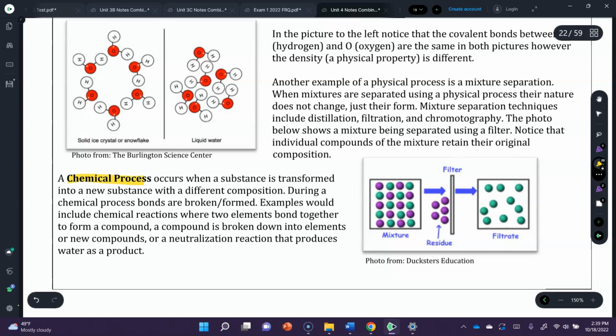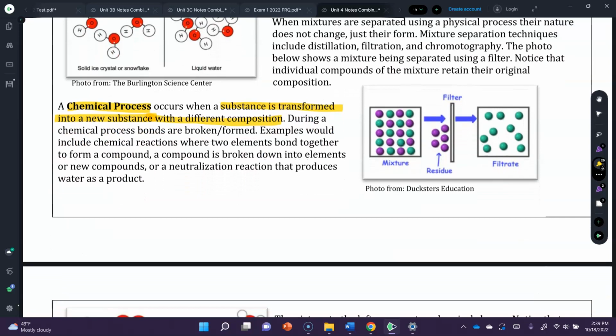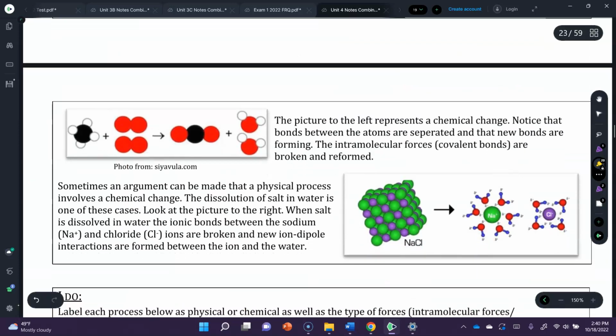In a chemical process, a substance is transformed into a new substance with a different chemical composition. During chemical processes, bonds are broken and formed. Examples would include chemical reactions where two elements bond together to form a compound, a compound is broken down into its elements or into a new compound, or neutralization reactions that produce water as a product. These we have discussed previously when we talked about types of reactions, and we will continue to discuss them moving forward in more detail.